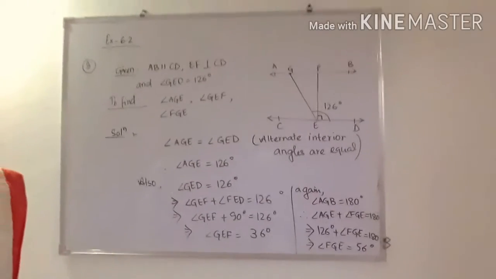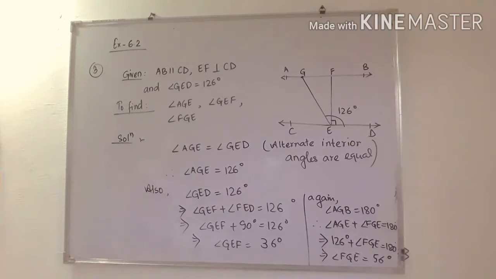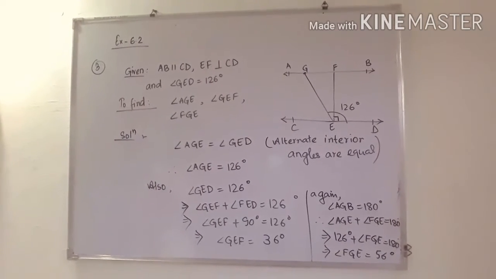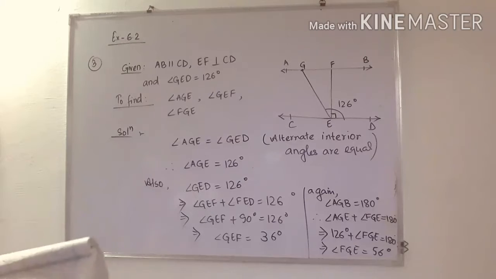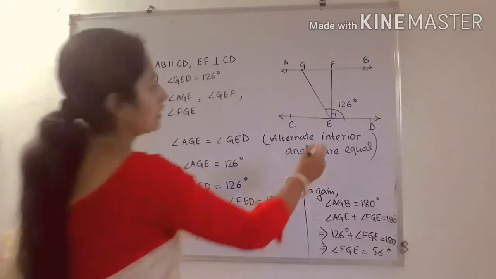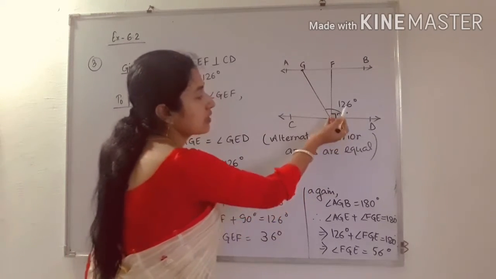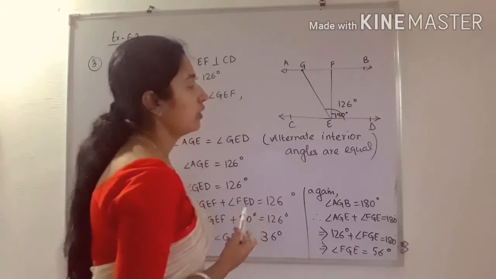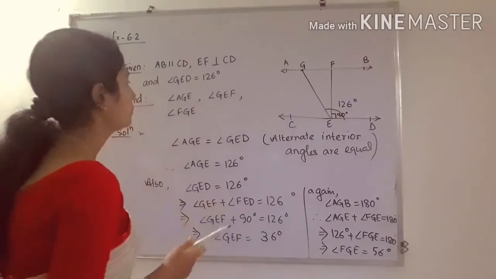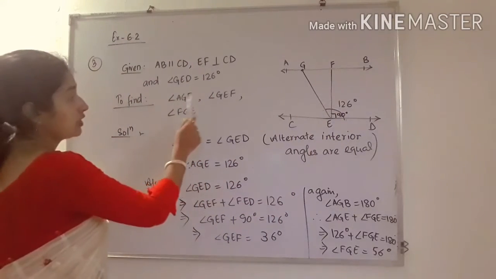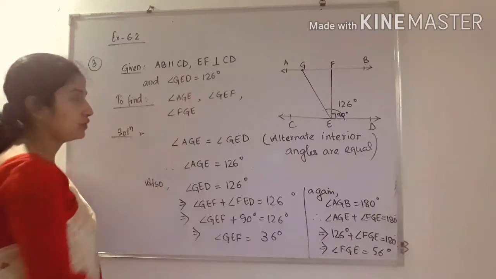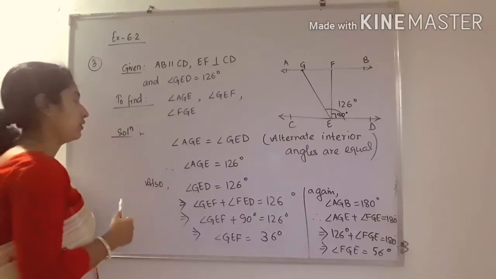So next is question number 3. Given condition is AB is parallel to CD and EF is perpendicular to CD. Okay, so this is 90 degrees. This one angle is 90 degrees, and this whole angle is given as 126 degrees. So see here, what we have to find? Angle AGE, angle GEF and angle FGE. This is what we have to find.